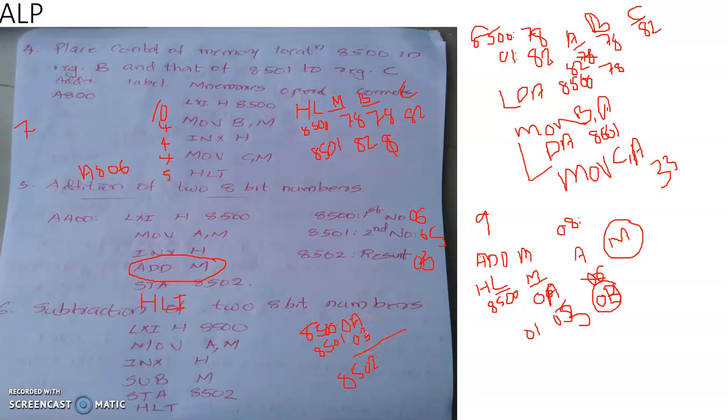1 കുറച്ചാൽ 7, 1 കുറച്ചാൽ 9 ആയി. 9, 1 കൂടി കുറച്ചാൽ 8 ആയി. 8, 1 കൂടി കുറച്ചാൽ 7 ആയി. 7 ആയിരിക്കും അപ്പോൾ റിസൾട്ട്. And this result will be there in the accumulator.